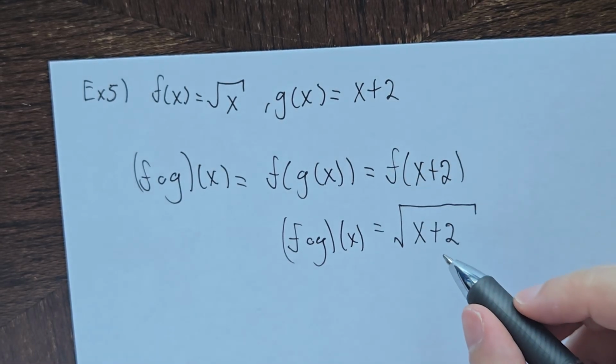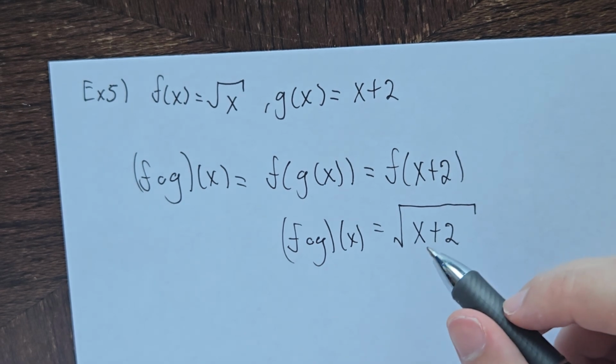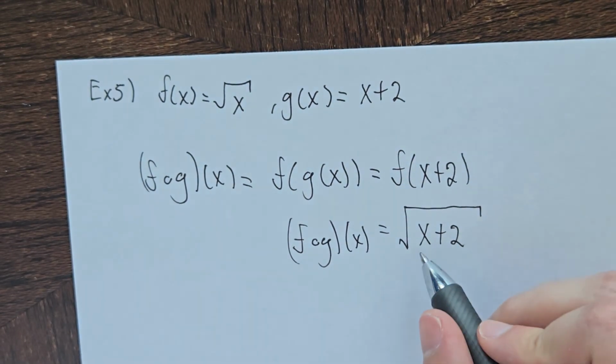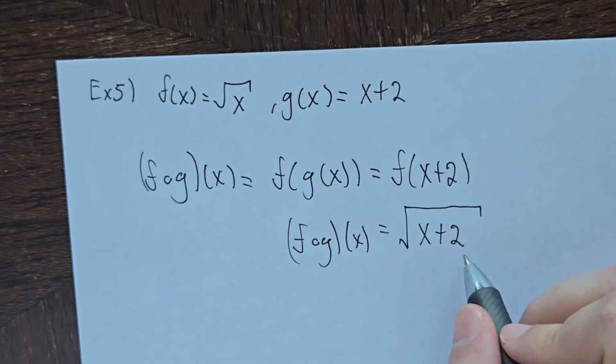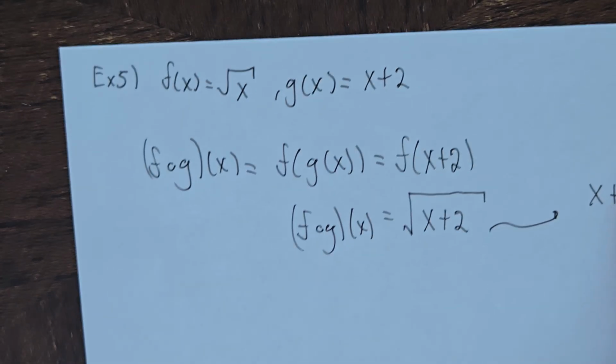Notice for this one, we'll have to be a little bit careful with our domain. I'll let you go back and check that like some of the other previous examples, but really you just want to make sure that this inside expression is going to be greater than or equal to 0. So to find the domain for this, you'd have to set x plus 2 greater than or equal to 0 and then solve that expression, right?